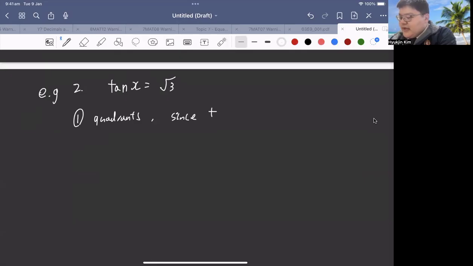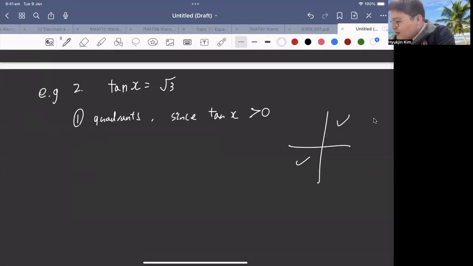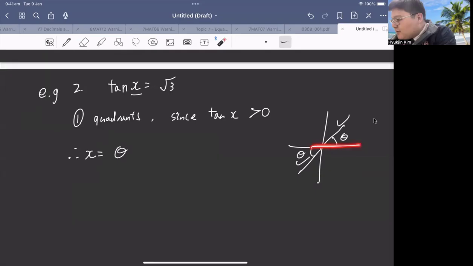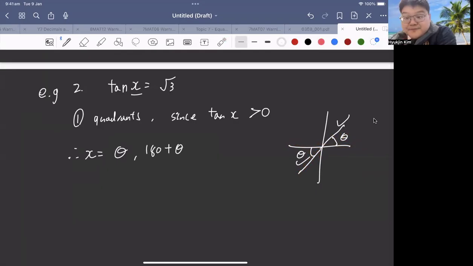Since tan x is greater than 0, which means positive, hopefully that's not too hard, it's got to be not here, here, and here. Now, how do I know? This is going to be theta, and this is going to be theta. That's not the same as x. Theta is my related acute angle. So therefore, x equals just normal theta from 0 because it goes from here by 0, by theta. And it goes from here to here. What's that? That is 180 plus theta.